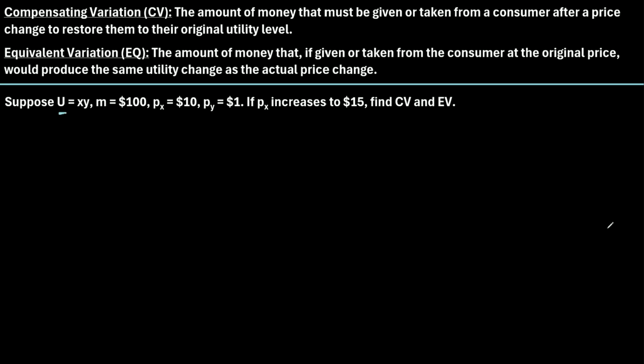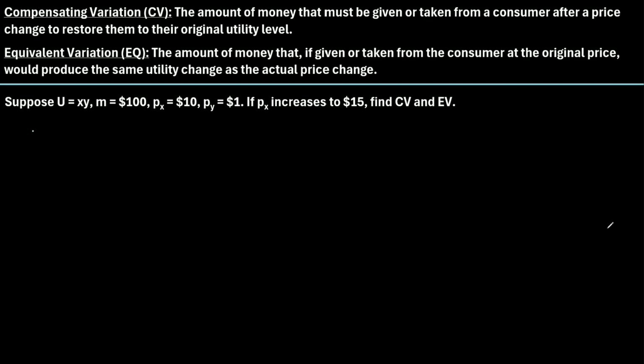Suppose U, the utility that a consumer gets, is equal to X times Y, where X is the quantity consumed of good X and Y is the quantity consumed of good Y. M, their income, is equal to $100. The price of X is equal to $10. The price of Y is equal to $1. If the price of X increases to $15, so from $10 to $15, find the compensating variation and the equivalent variation.